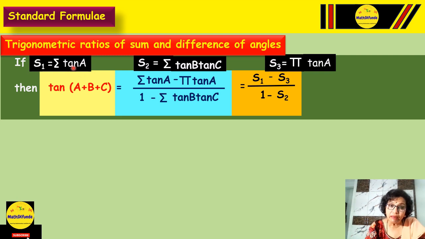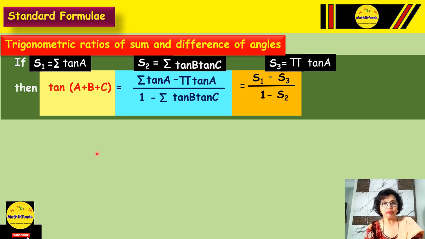I read this as sigma tan A, sigma tan B tan C, and this product of tan A tan B tan C. Now, understand the wording I will be using. I will say product of 3 terms at a time, product of 2 terms at a time in S2, and I consider S1 as product of 1 tan term at a time. Means S1 is the product of 1 tan term, S2 the product of 2 tan terms, S3 the product of 3 tan terms. Now you will understand why I am writing 3, 2 and 1 as suffixes.